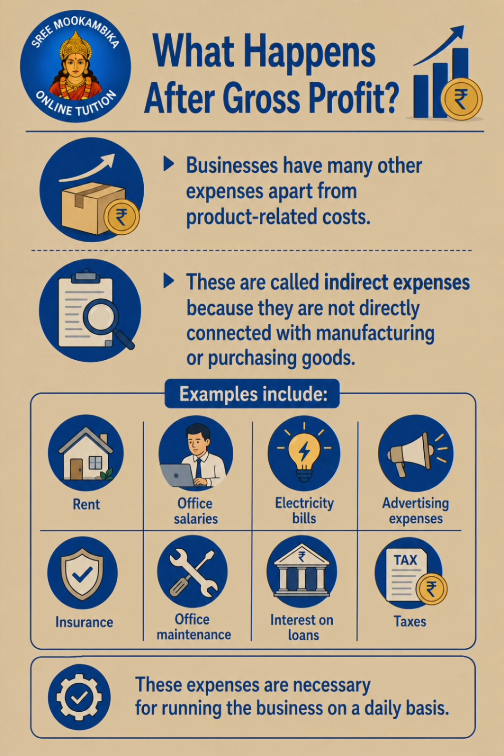What happens after gross profit? Businesses have many other expenses apart from product-related costs. These are called indirect expenses because they are not directly connected with manufacturing or purchasing goods. Examples include rent, office salaries, electricity bills, advertising expenses, insurance, office maintenance, interest on loans, taxes. These expenses are necessary for running the business on a daily basis.